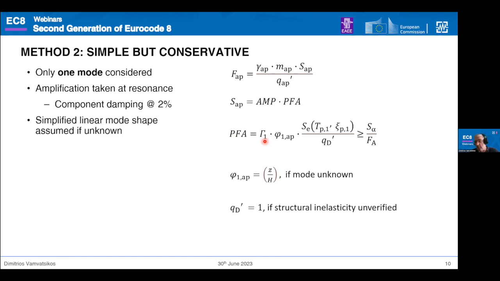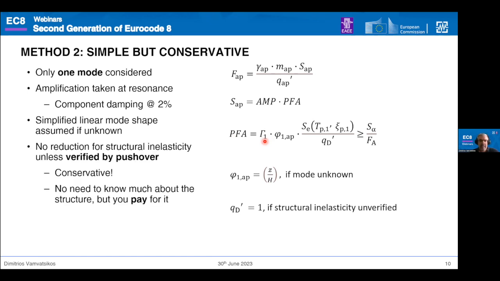You assume, if you do not know your mode shape, well, assume a linear shape, pretty much as was done before in Eurocode 8. And you do not allow any reduction for inelasticity in the structure, regardless of what consequence class or ductility class you designed it for, because unless you verify it by a pushover or some real inelastic analysis method, you cannot use it.